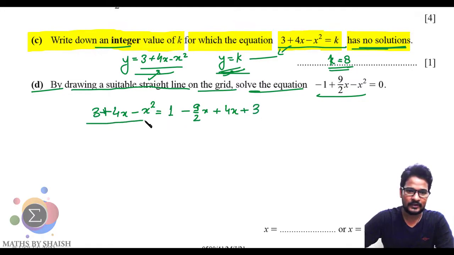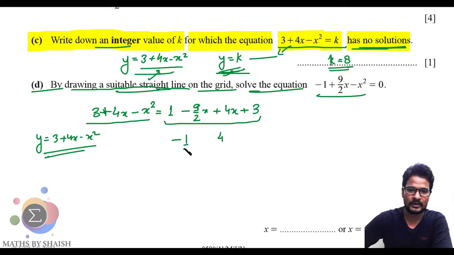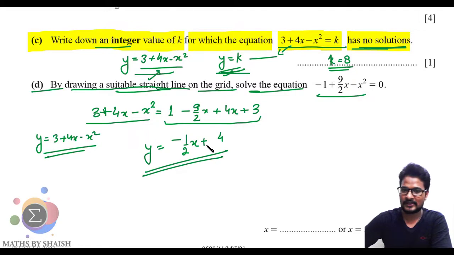So on the left hand side we got the curve y equals 3 plus 4x minus x squared, and that is the curve given. The right hand side will give us a line, and that is what it means from this straight line. So we will solve it. 1 plus 3 is 4, and from here it is -9 by 2 plus 4x. So 4 2's are 8, minus 1, that is -1 by 2x plus 4. So the other line is going to be y equals -1 by 2x plus 4.